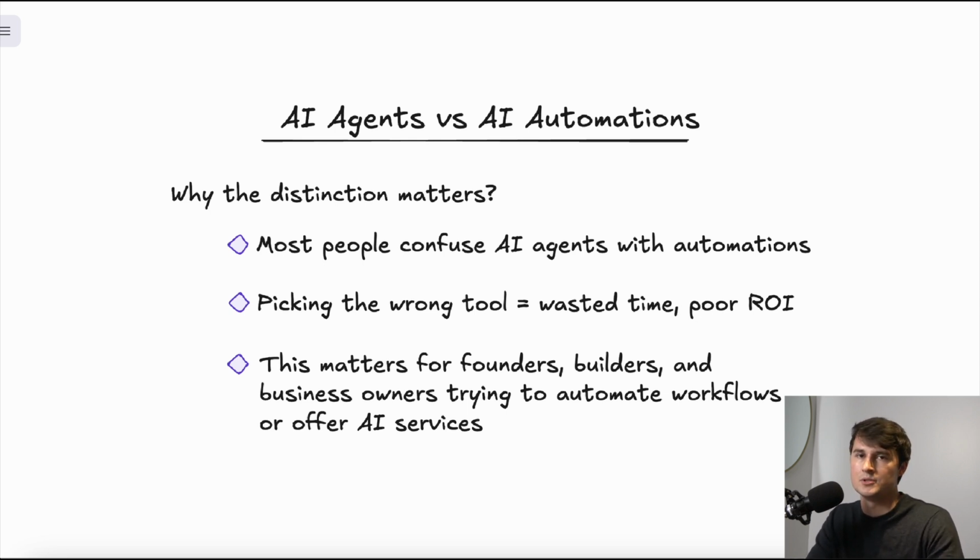So the distinction between AI agents and automations really does matter. And most people, I find, confuse the two. And this confusion can lead to a lower ROI, wasted time, and even lost clients. The distinction matters because both AI agents and AI automations are intrinsically different, and they have different use cases, which we will cover later on in this video. So if you're somebody that's building workflows, it's really important to know the difference between these two.